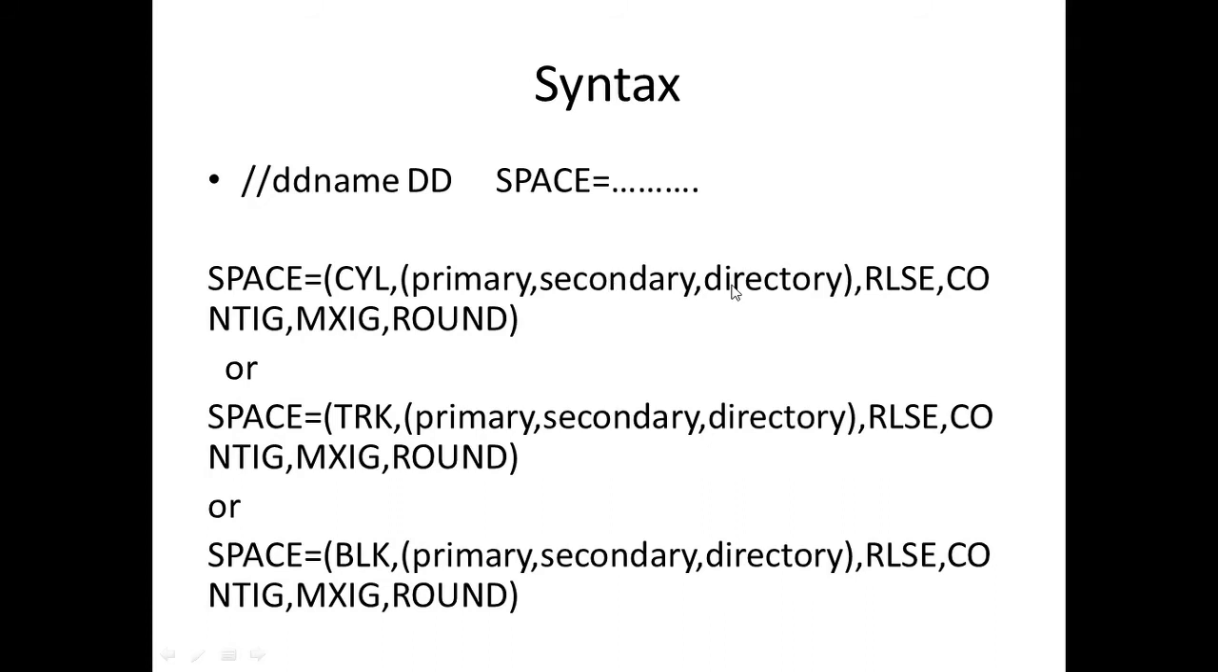If we are creating a partitioned data set for storing the member names and their memory locations, this directory area will be used. RLSE is for releasing the unused memory space. CONTIG is for requesting contiguous memory allocation, MXIG stands for requesting the maximum contiguous space, and the ROUND parameter is for requesting an entire cylinder. So let's look at it with an example.